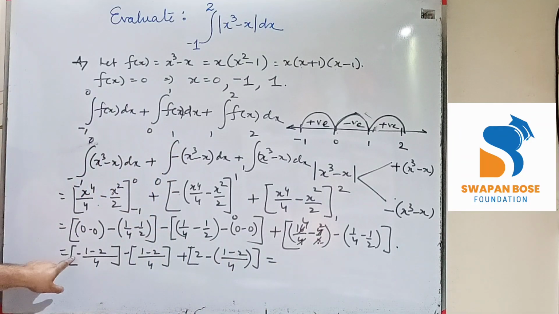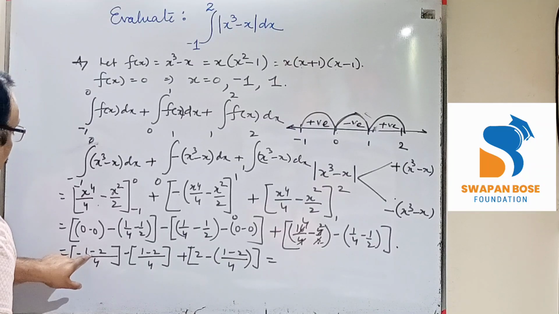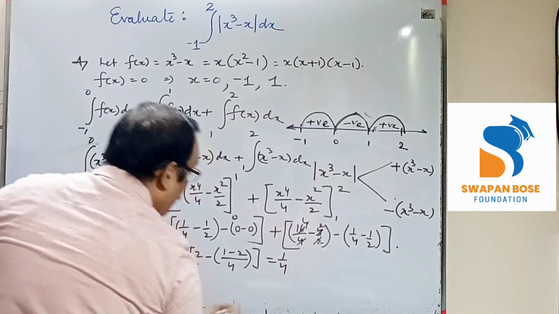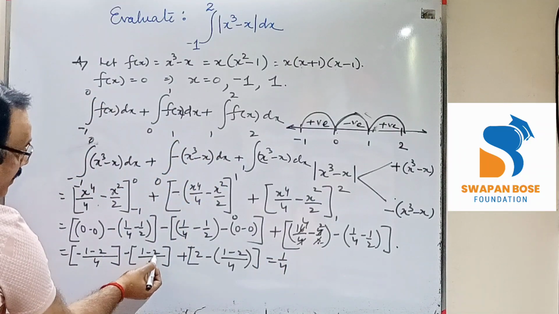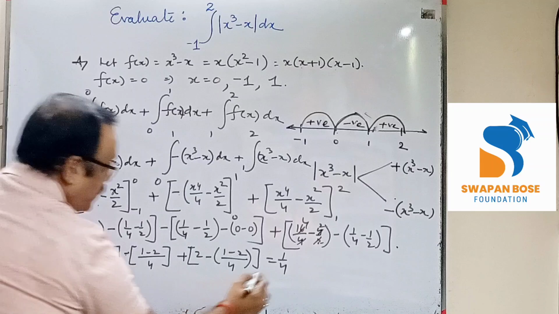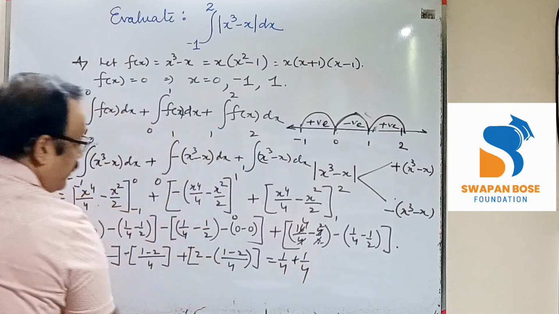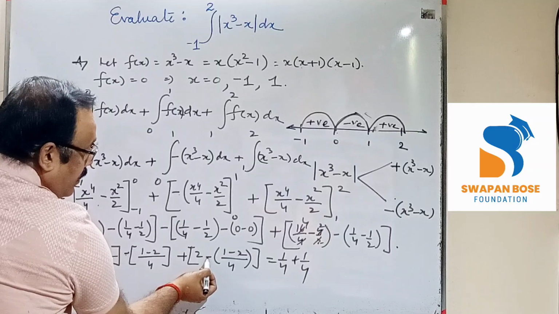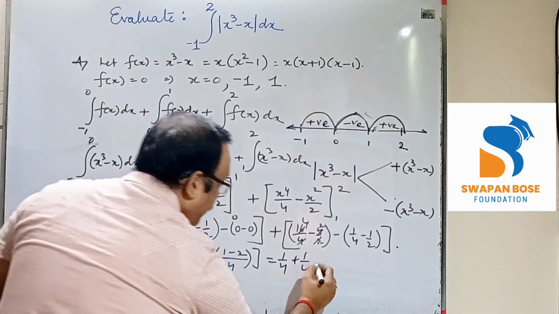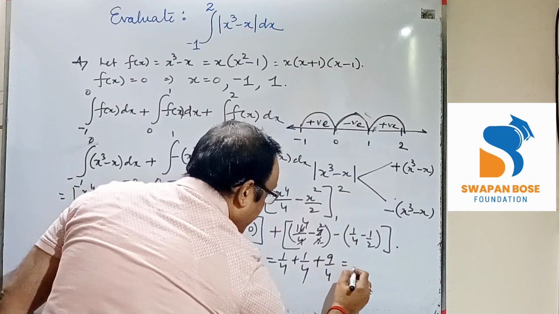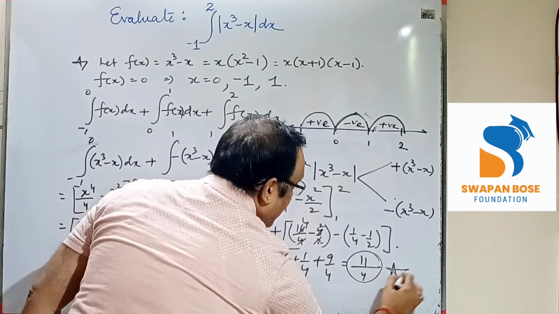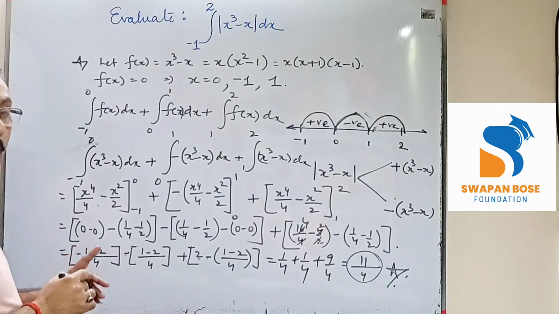So this equals: 1 minus 2 is minus 1, into the minus sign gives plus 1 by 4. Similarly, 1 minus 2 is minus 1, into the minus sign gives plus 1 by 4. And the last part gives 2 plus 1 by 4, which is 9 by 4. Taking 4 as the LCM, the total is 11 by 4. So that's my answer.